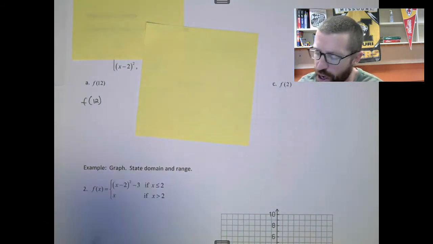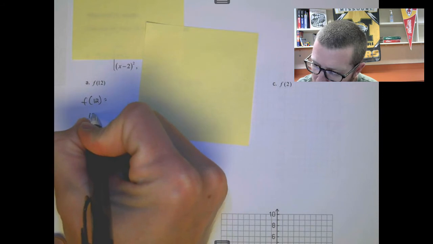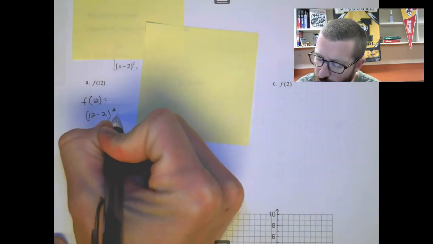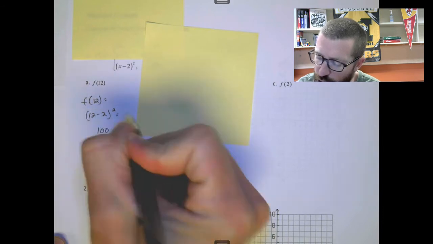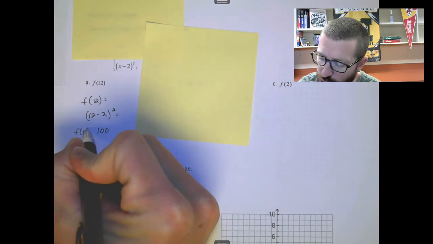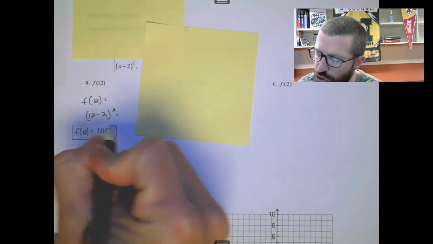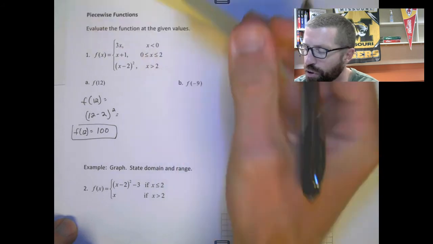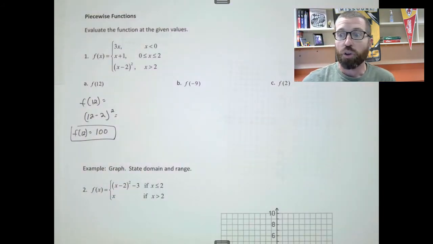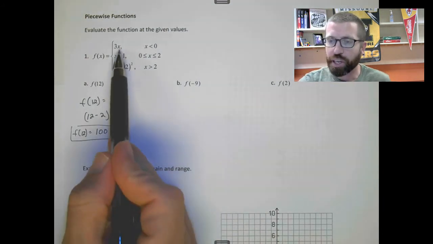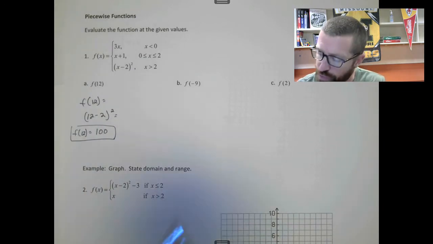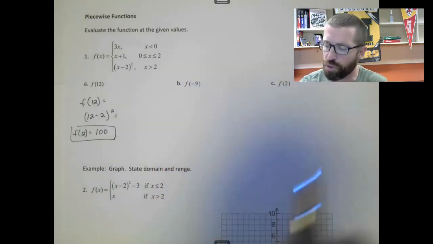If you can narrow it down just to say, okay, that means I'm going to do 12 minus 2 squared, then that simplifies the problem, and you'll probably avoid a lot of mistakes. So that's 10 squared, which is 100. So f of 12 is 100. Notice this is a piecewise function, meaning that every input only has one output. So there's no reason to plug it in the other spots because then it would give you more than one output. Okay, so pause the video and try these other two.